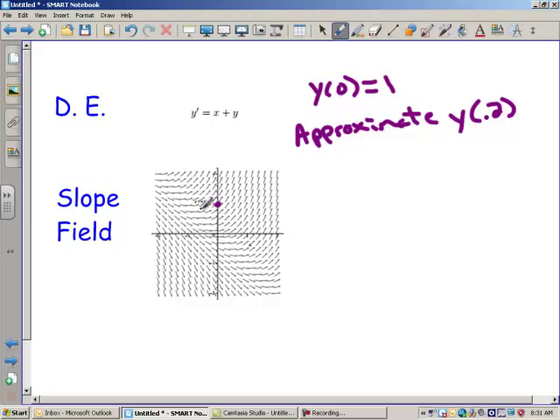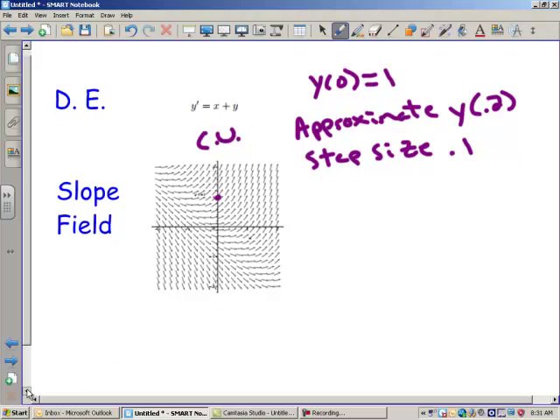Now, we can tell from this slope field that our graph is concave up. This graph is definitely concave up through this point. So will our approximation be an under approximation or an over approximation? That's just a question to think about. Now, the tangent line would keep going all the way to 0.2, but we want to do a baby step, and you are typically given a step size, and let's do a step size of 0.1.